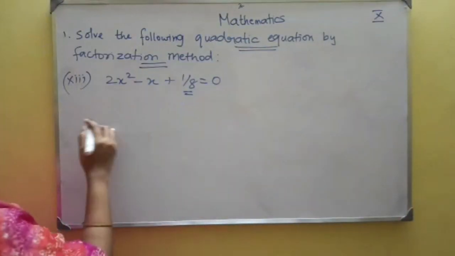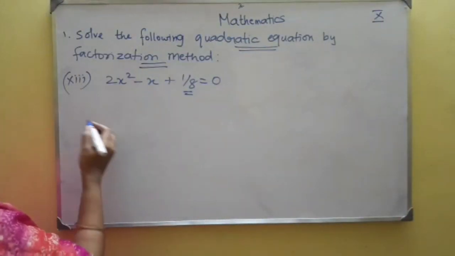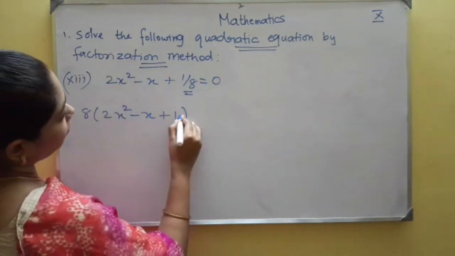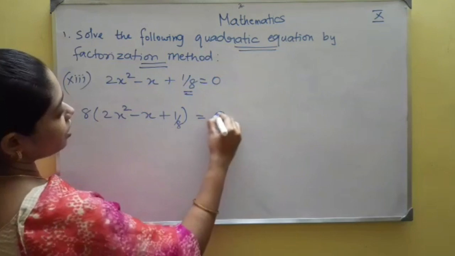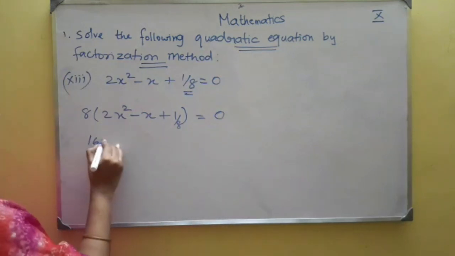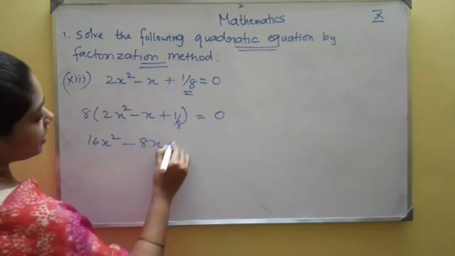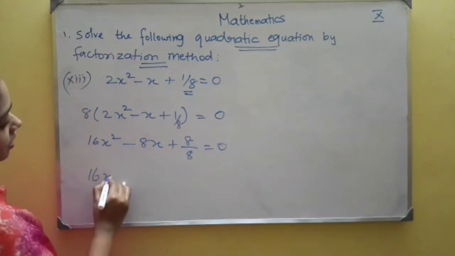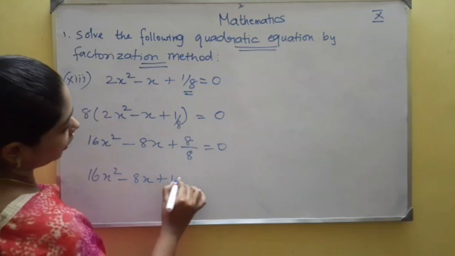I am rewriting this by multiplying both sides by 8. What will happen? 2x square minus x plus 1 by 8 equal to 8 times 0, which is 0 again. So 8 2s are 16x square minus 8x, and 8 by 8 is 1, equal to 0. What will happen? 16x square minus 8x plus 1 equal to 0.